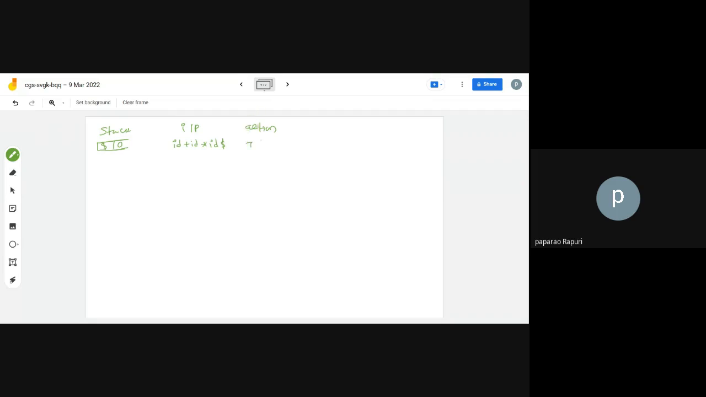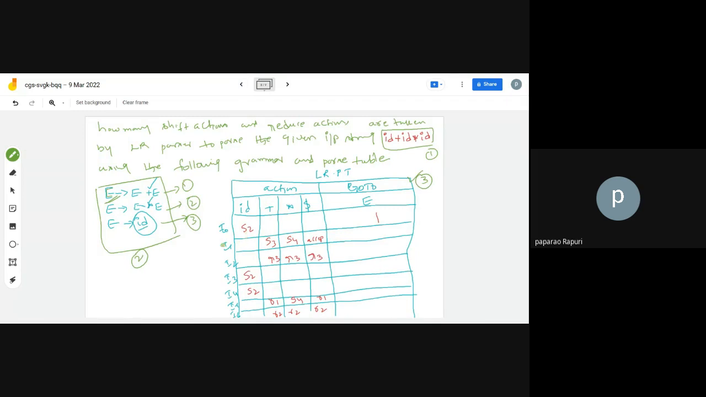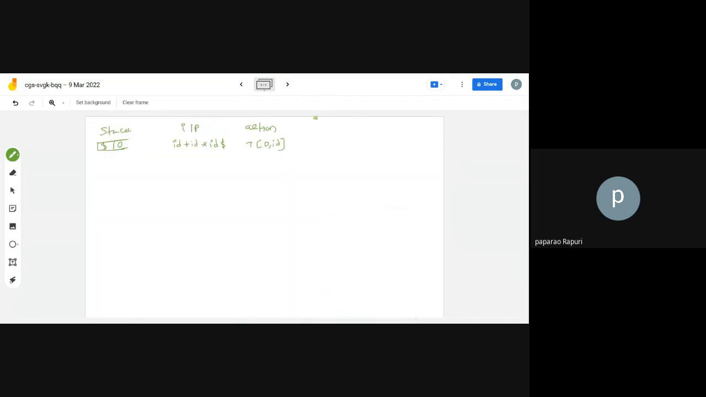So here T of 0 comma id. Then go to the table. So 0 comma id, the table containing S2. S2 means shift. So what we need to shift? Shift means first we need to push the symbol. What we read here? We read id.